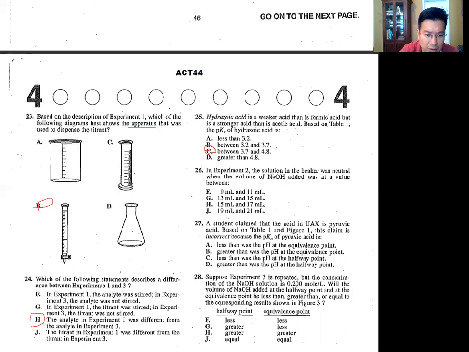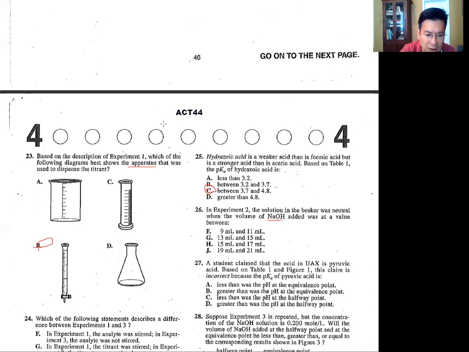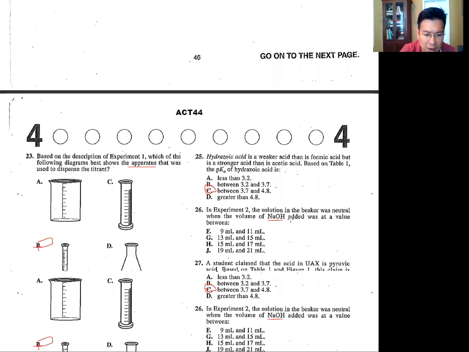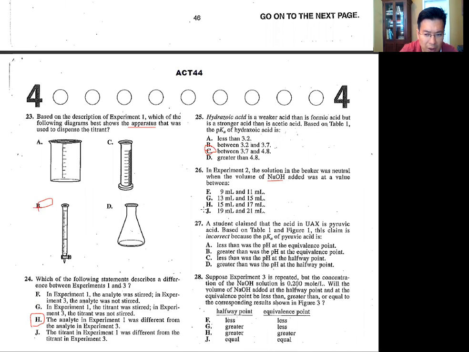Experiment 2, neutral when the volume of this one is added, the value between. So experiment 2, it's like neutral. Looks like this one, the equivalence point is neutral. So it's like around 20. 20, J.